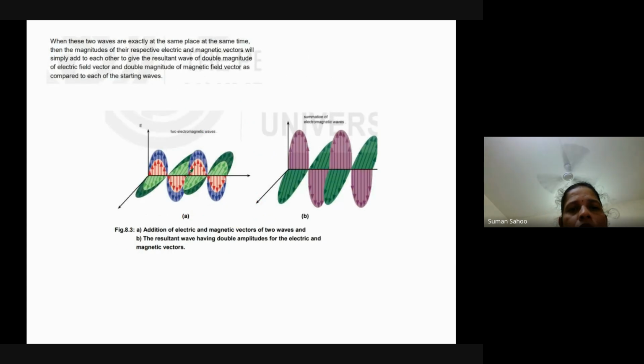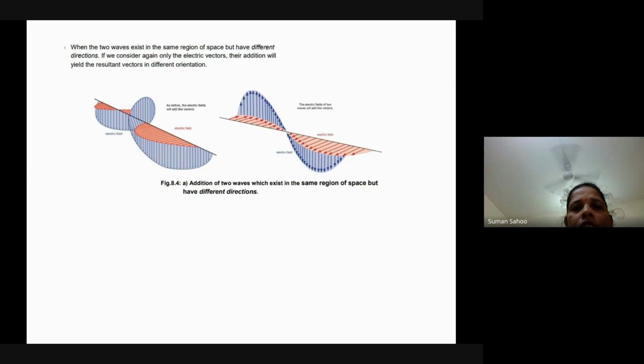Suppose when these two waves are exactly at the same place at the same time, then the magnitudes of their respective electric and magnetic vectors will simply add to each other to give the resultant wave of double magnitude of electric field vector as well as magnetic field vector. But when the two waves exist in the same region of space but have different directions, their addition will yield resultant vectors in a different orientation.